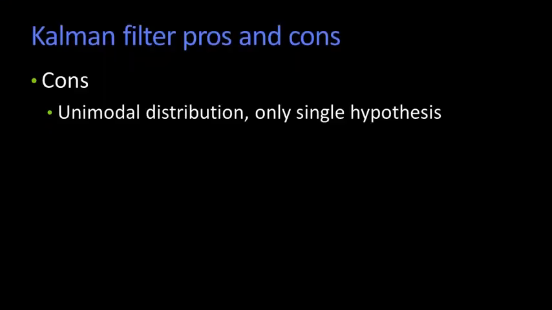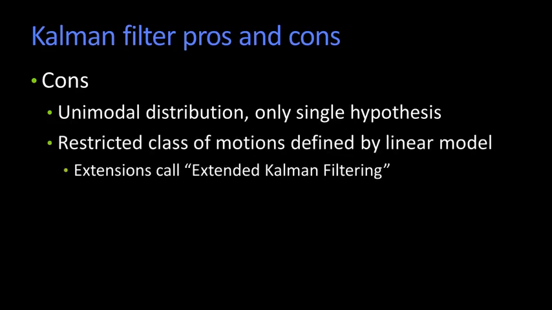The biggest problems with it are that it's, first of all, fundamentally a unimodal distribution, right? I've basically got a Gaussian, which means I basically have a single hypothesis, and it's some uncertainty within that hypothesis. There are some other issues here. Remember, we have this linear model. There are ways of fixing that.